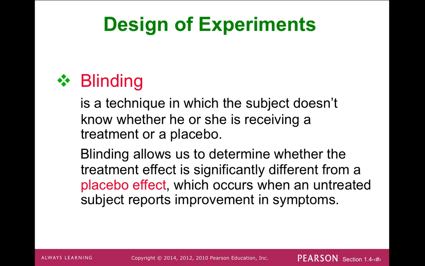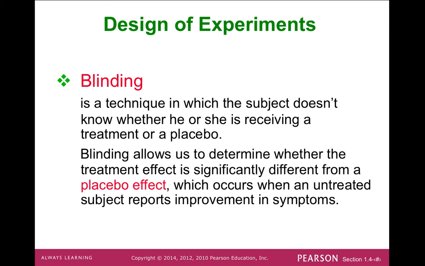Blinding is another technique that's used in experiments. This is a technique in which the subject doesn't know whether he or she is receiving a treatment or a placebo. Blinding allows us to determine whether the treatment effect is significantly different from a placebo effect, which occurs when an untreated subject reports improvement in symptoms.